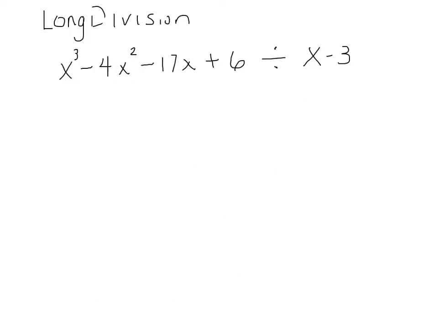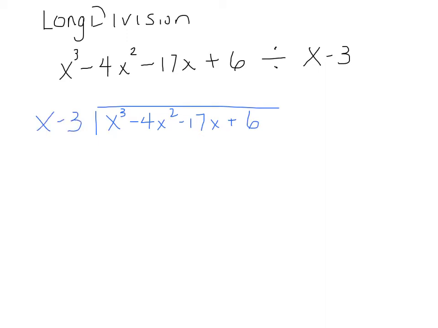Okay, the first thing that we want to do is remember long division. So I've given you this problem here, x to the third minus 4x squared minus 17x plus 6 divided by x minus 3. And I'm going to write the division problems in various ways so that you can see all the ways that you can write them. But to divide using long division, it looks just like a long division. You write your number underneath. And we're going to divide by x minus 3.